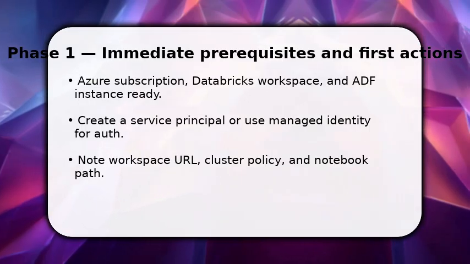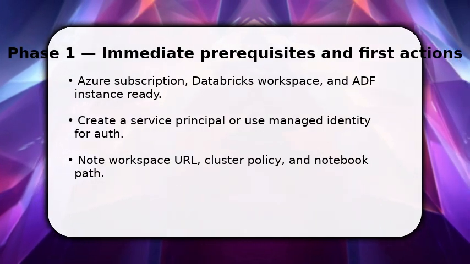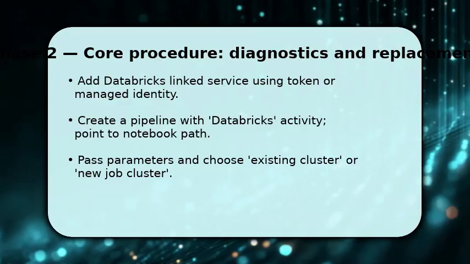Make sure to assign the service principal the workspace and cluster permissions, because access failures are the most common early blocker. Now build the pipeline.